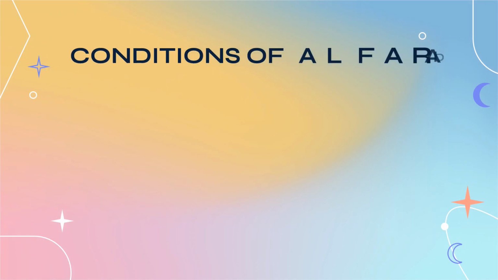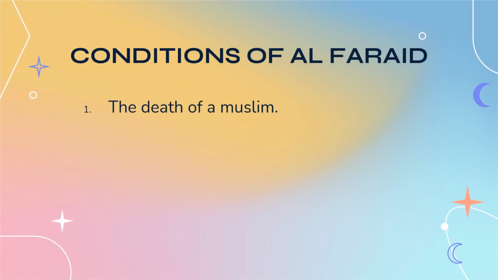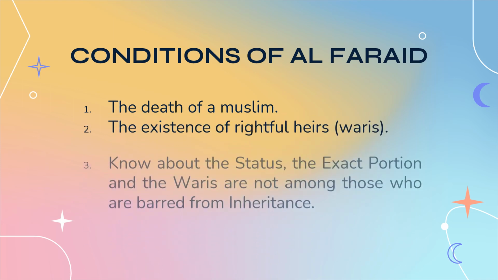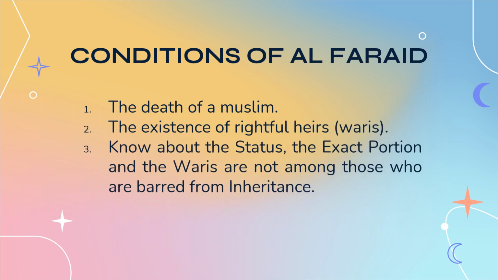There are three conditions of Faraid. The first one is the death of a Muslim. The second one is the existence of rightful heirs, which is waris. And the third one is to know about the status, the exact portion, and the waris are not among those who are barred from the inheritance.